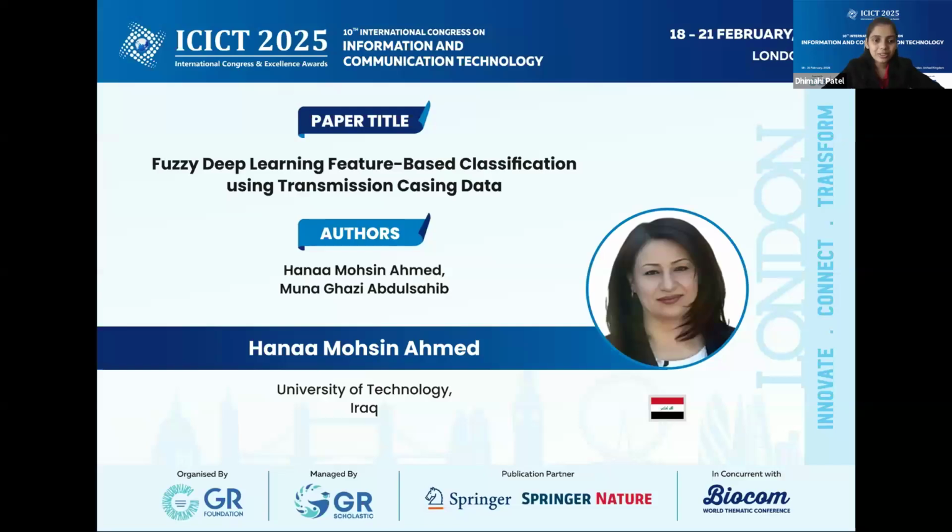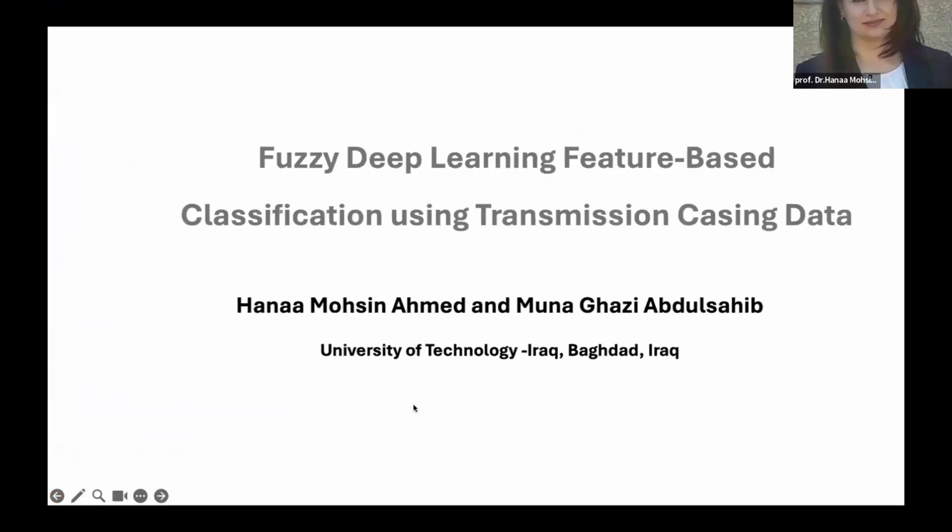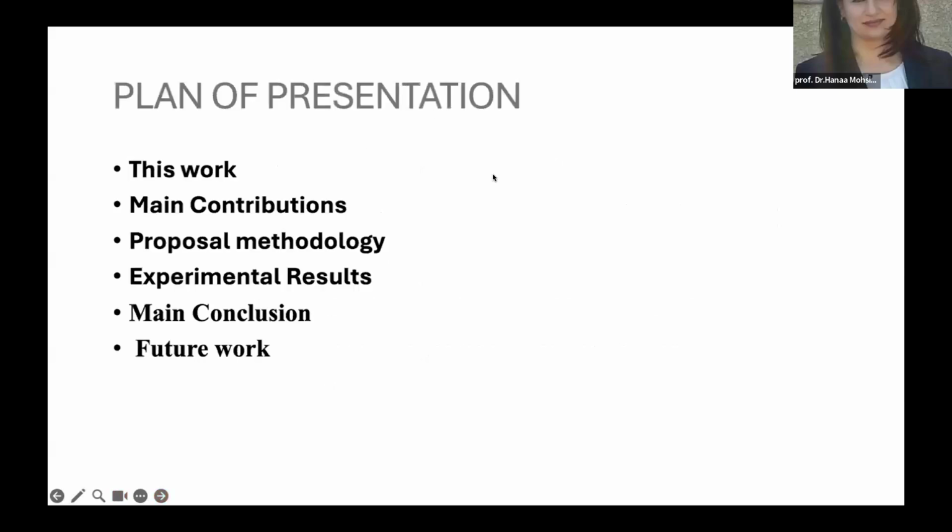Now, next, I would like to call Hana Mohsin Ahmed ma'am to present her research on fuzzy deep learning feature-based classification using transmission casing data. Our paper is entitled fuzzy deep learning feature-based to classify transmission casing data. Plan of presentation: this work, main contributions, proposed methodology, experimental results, main conclusion, and finally, future work.